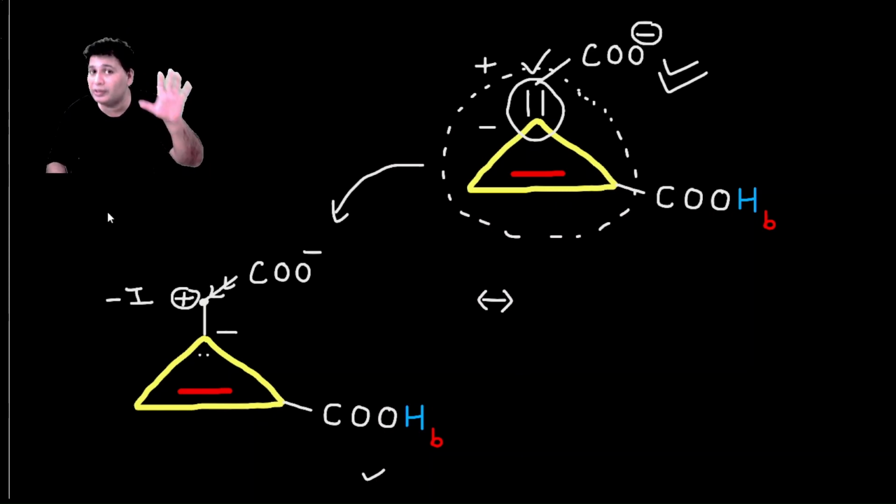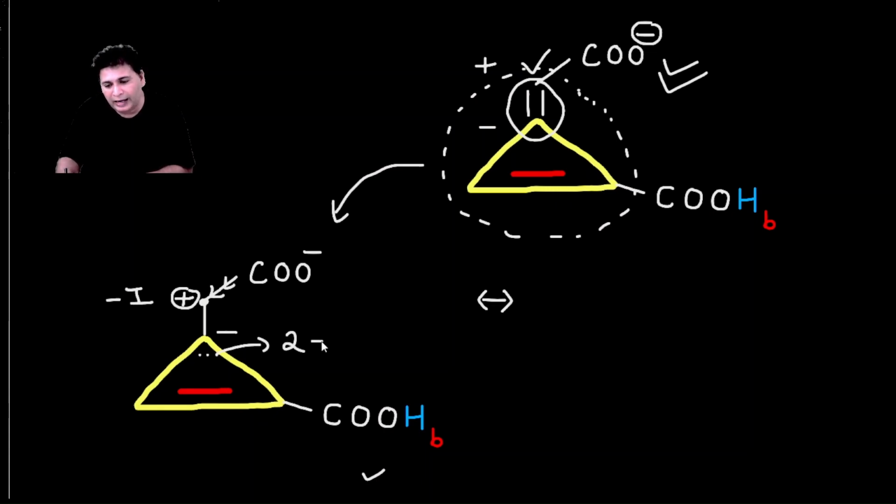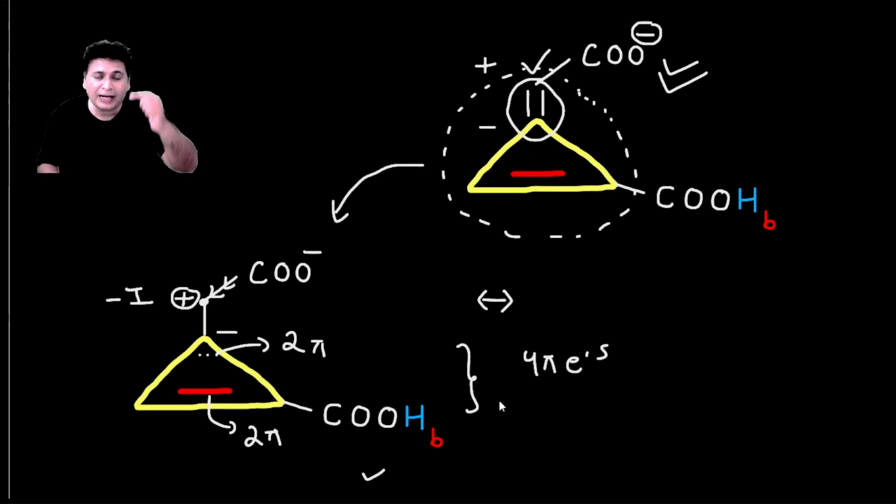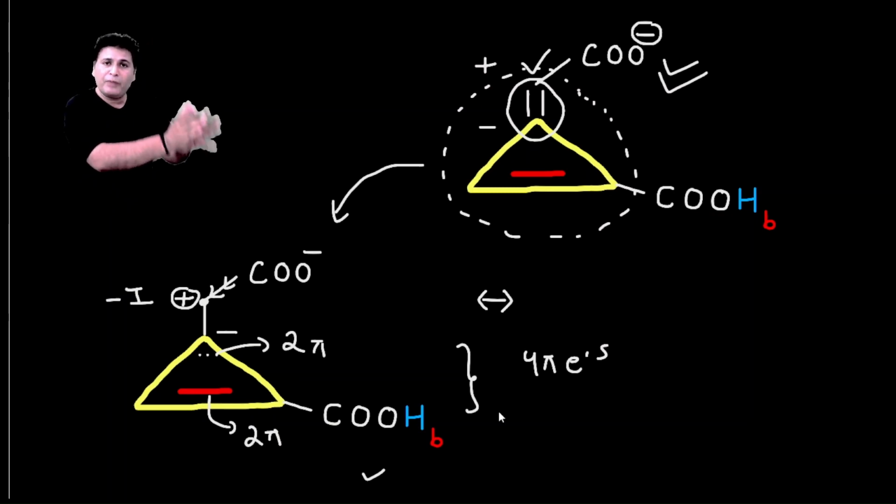Now this cyclic conjugation is involving a certain number of electrons. Let us first count the number of electrons involved. You can easily see that 2 electrons from here and 2 electrons from here, all together in the delocalization you will have 4 pi electrons. And as you now understand, in a cyclic conjugation the ring may be aromatic, it may be anti-aromatic.